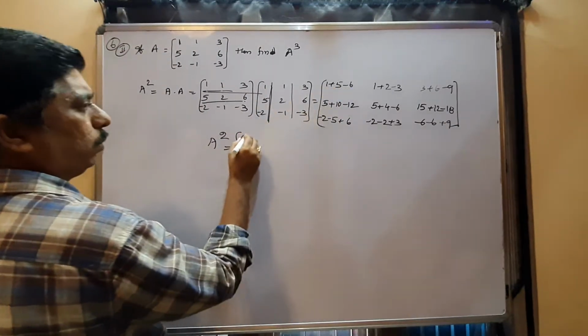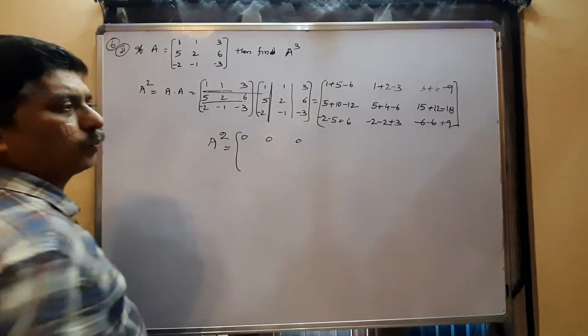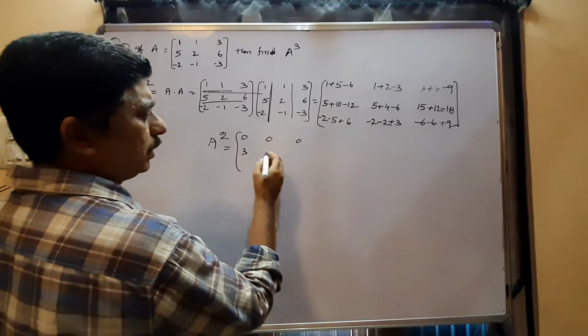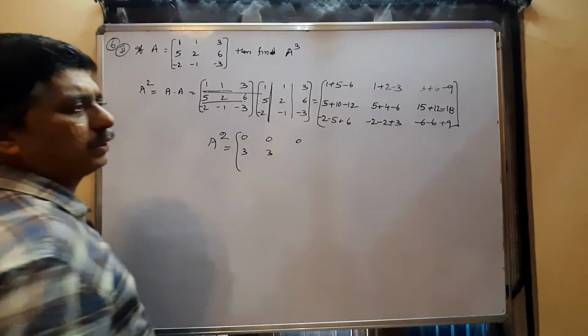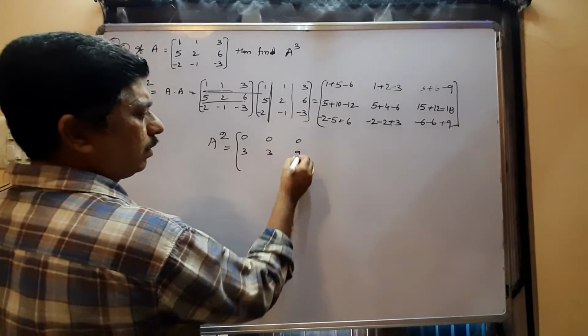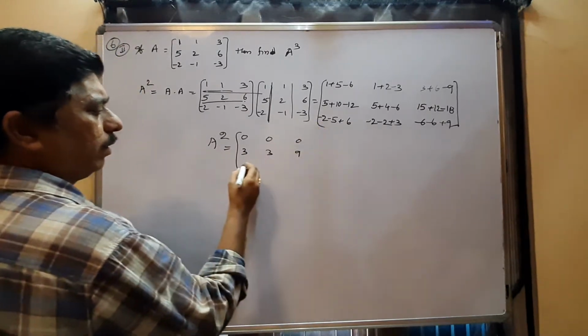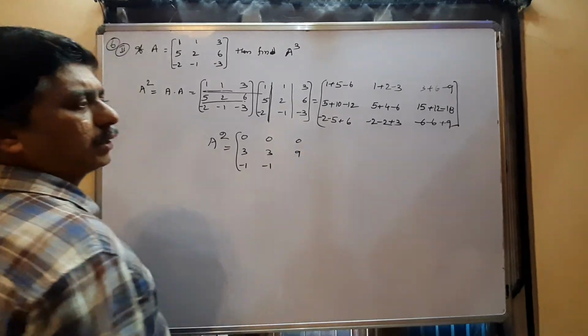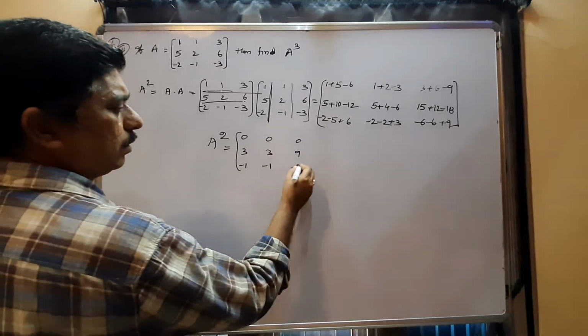6 minus 6 is 0, 3 minus 3 is 0, 9 minus 9 is 0, 15 minus 12 is 3, 9 minus 6 is 3, 27 minus 18 is 9. Then 6 minus 7 is minus 1, 3 minus 4 is minus 1, 9 minus 12 is minus 3.